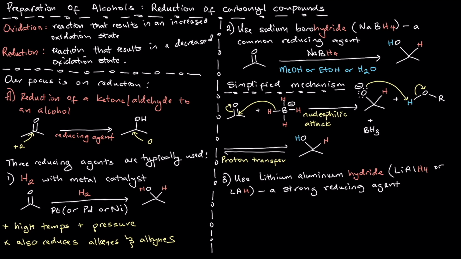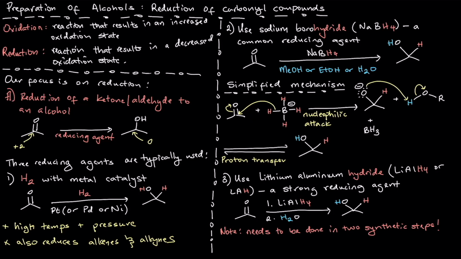Your third option is to use what we call lithium aluminum hydride, or LiAlH4, or for short, LAH. And it's a very strong reducing agent that actually acts very similar to sodium borohydride. And so if you treat your ketone or aldehyde with lithium aluminum hydride, and then you do your wash in H2O, you will get your alcohol as well. And once again, the reaction is very similar to the NaBH4.